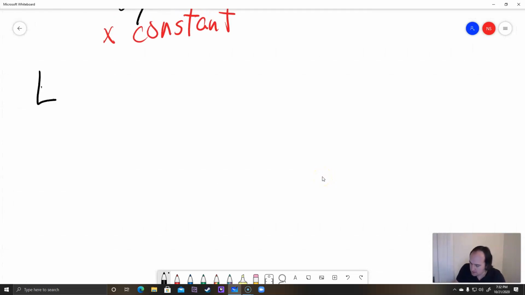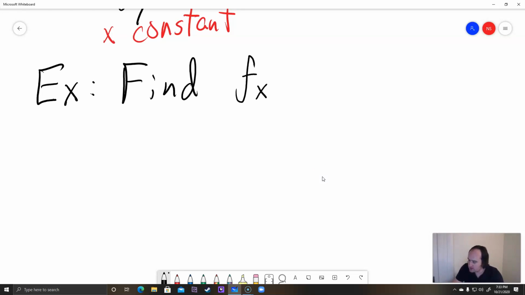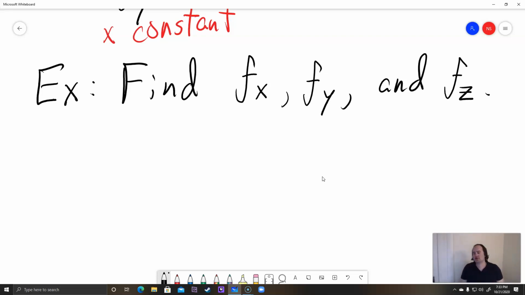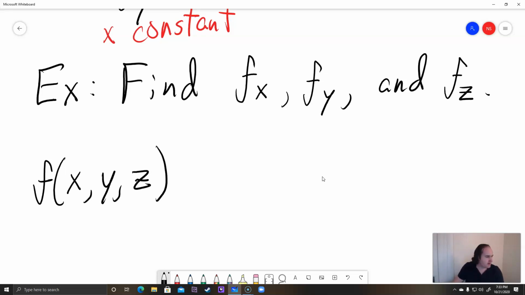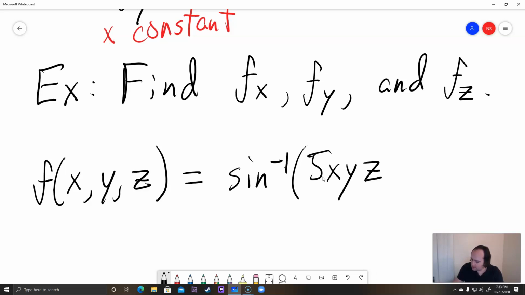So let's take a look at this. Okay, so example. Find f sub x, f sub y, and f sub z. Okay, so first of all, we have some new notation here. So what we're going to have here is a function of three variables. So this is going to be f of x, comma y, comma z. And on this particular problem, our function is sine inverse of 5xyz. Okay? Sine inverse of 5xyz.